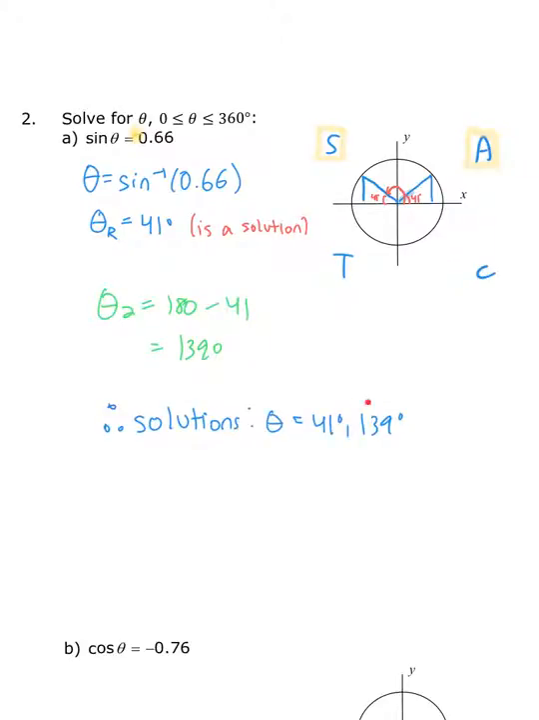So therefore the solutions are 41 degrees and 139 degrees. And you can check with your calculator. Sine of 41 should give you 0.66, and sine of 139 should give you 0.66.